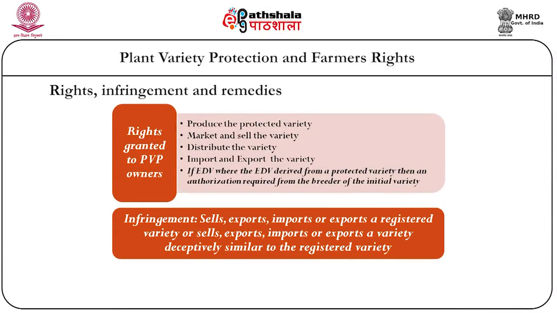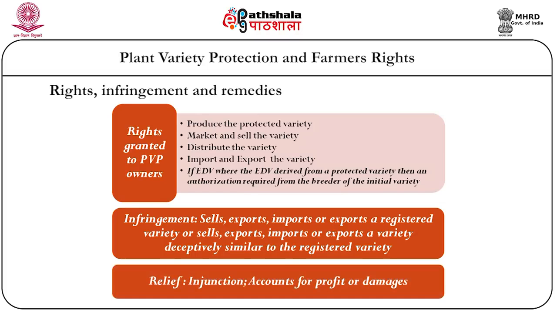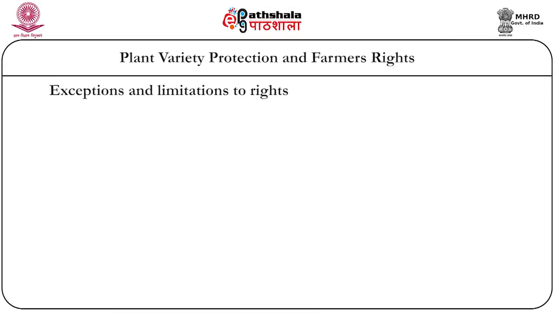Infringement amounts to, as per the Act, any act of selling, exporting or importing a registered variety, or selling, exporting or importing a variety deceptively similar to the registered variety. The relief that is granted under the Act is injunction, and then you have an option of either accounts for profit, that is sharing of the profits, or damages. Finally, there are certain exceptions and limitations granted under this Act.